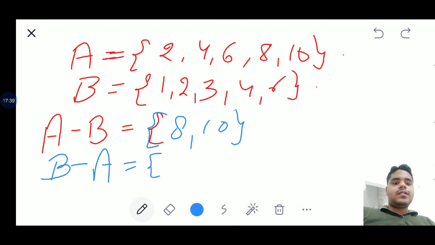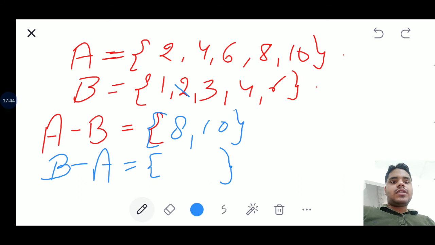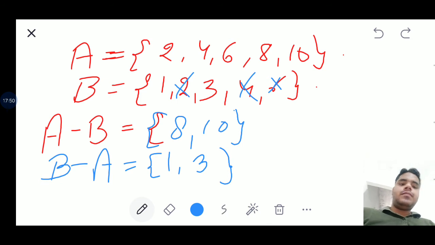So what would be the answer? Just leave the common elements. 2 will get cut, 2 will cut it, 4 or 6. The answer would be 1 and 3 only. Is it clear, everyone?